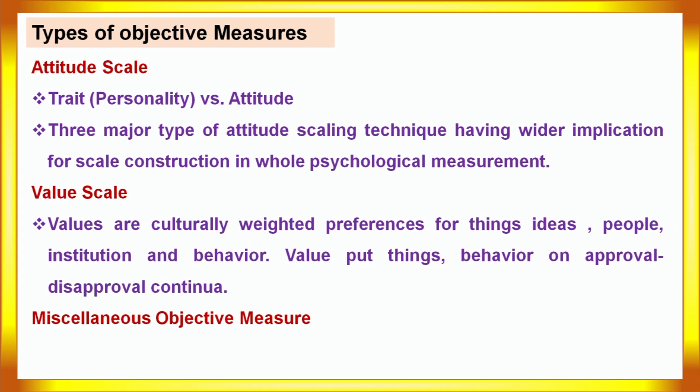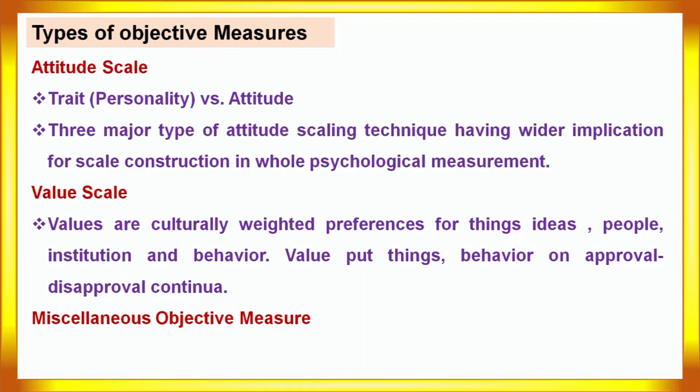Okay. So, that is the difference. When it comes to the trait, it is much more stable and not prone to change when you compare it with the attitude. In the measurement of attitude, there are broadly three types of scaling technique: the summated rating scaling technique, the equal appearing interval scaling technique and the cumulative scaling technique. That is not an exhaustive list, but those are the most famous and mostly used methods of constructing scales for measuring attitude.